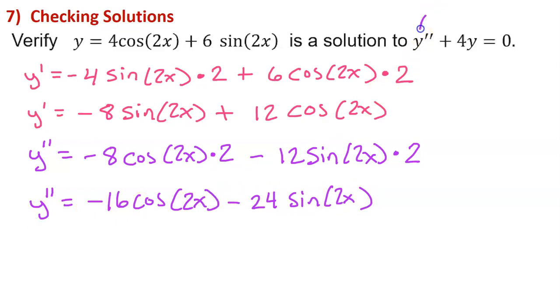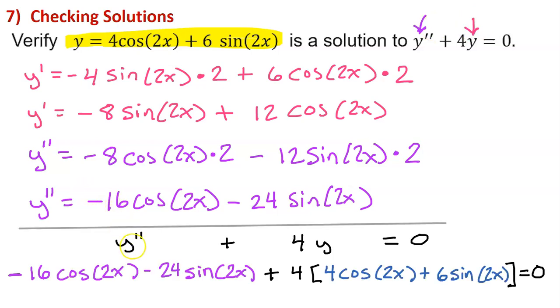I am going to substitute that right here. Meanwhile, this is y. I'm going to substitute that right here. So if we start with y double prime plus 4y equals 0, and we substitute this purple stuff for y double prime, and this blue stuff for y, then we have this equation. Does it equal 0?